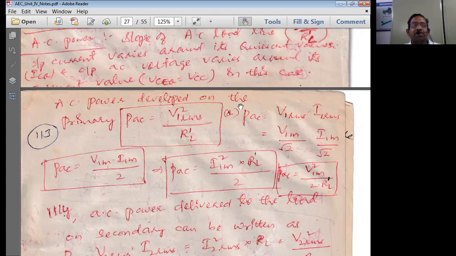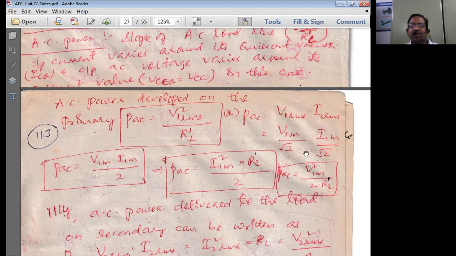So AC power developed on the primary. What is the AC power developed? In general, what is AC power? It is VRMS into IRMS. Since I am interested in finding out the output power on the primary winding, primary winding means what? We have indicated this as 1, and the secondary winding we have indicated as 2. So if it is the primary winding, we simply call it V1 RMS into I1 RMS. So what is V1 RMS?